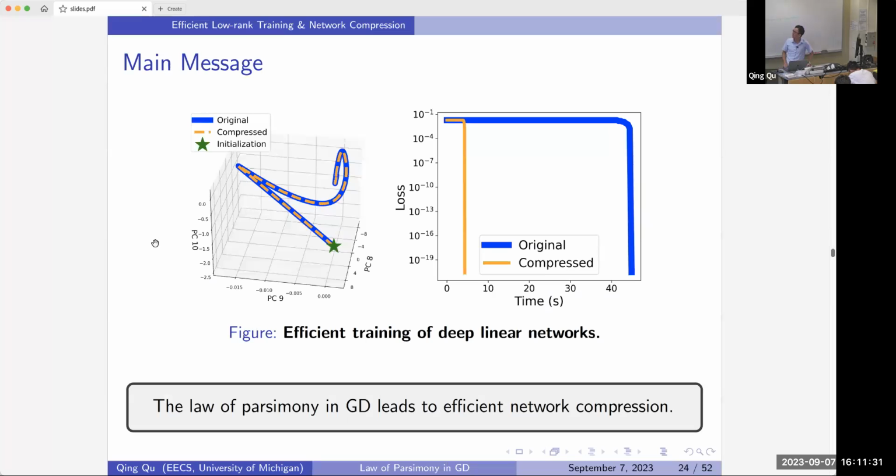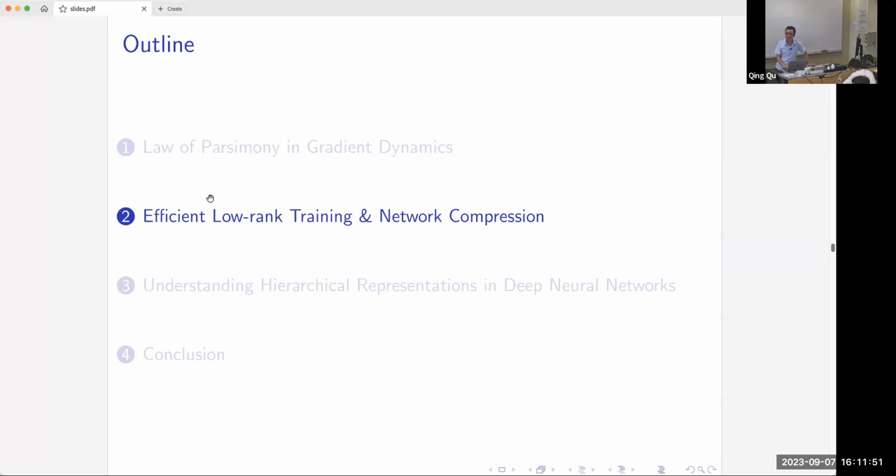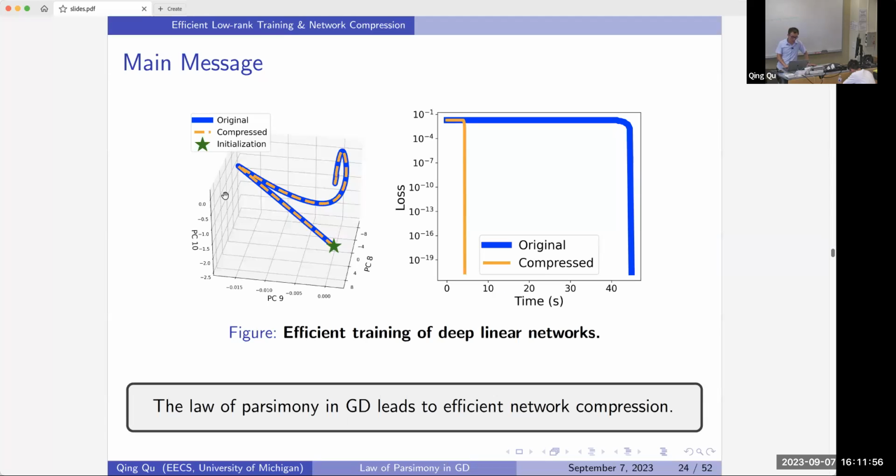We call this phenomenon the law of parsimony in gradient descent, but in the rebuttal, the reviewer didn't like this name; I think the word law is a little more universal. The main message I want to convey in the second part is that if you know the training is happening in an invariant low-dimensional subspace, then you can do efficient training. You can just update your weights in such a very small subspace, and you can achieve much more efficiency. And this is what we can show.